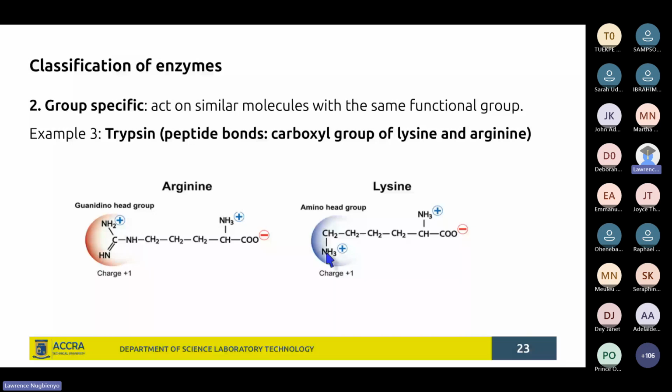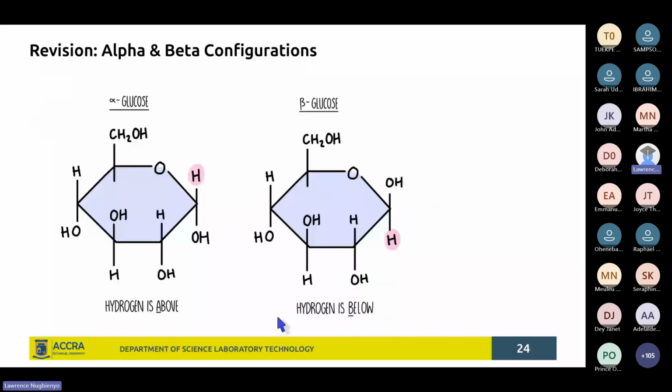Now, the bonds that these amino acids, arginine and lysine, will form at their carboxylic acid end, those can be broken down by trypsin. So that's also another form of group specificity.